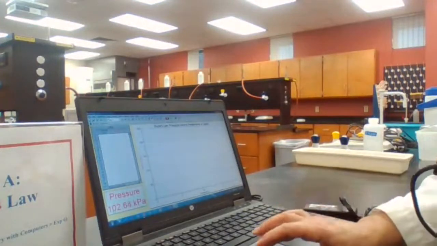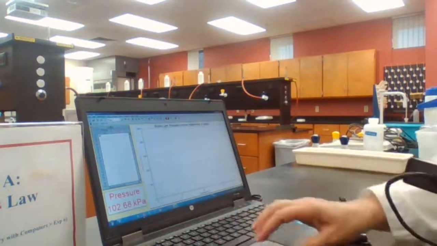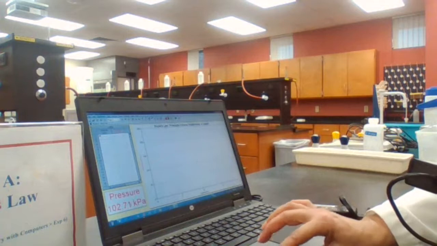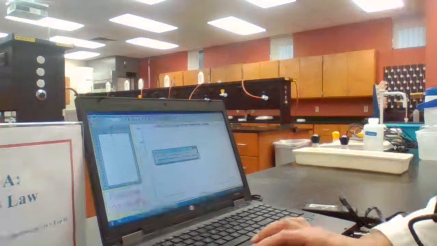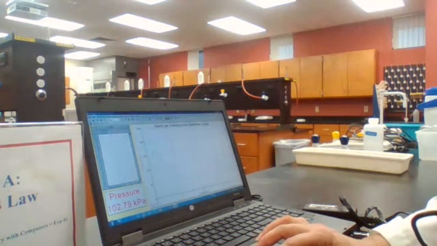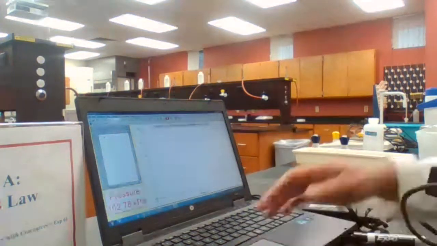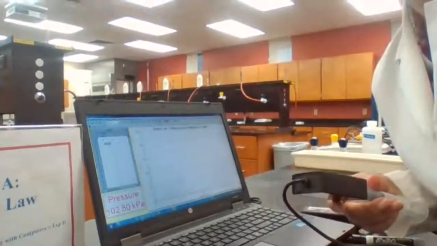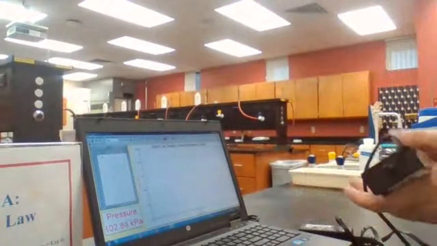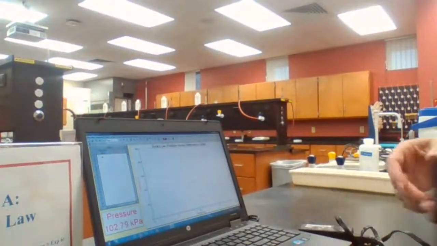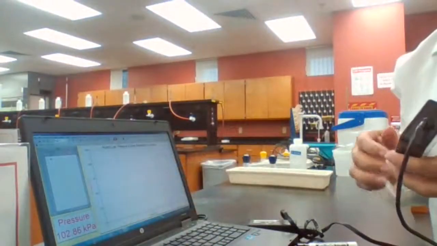102.59. What is the next volume? This was the 10 milliliter. Okay. Next volume. The next volume is, what should be the volume? Next volume. 20? Are you sure it goes from 10 to 20?